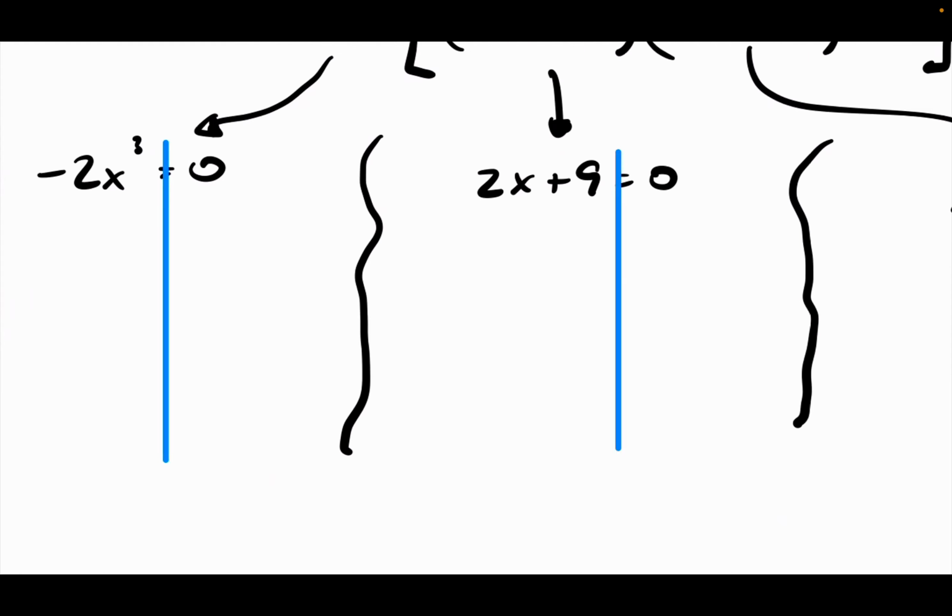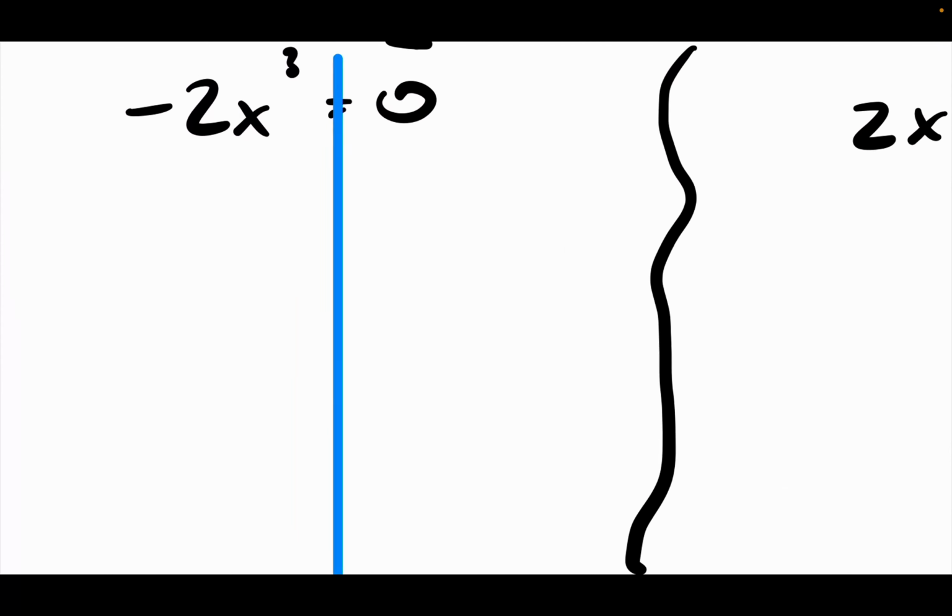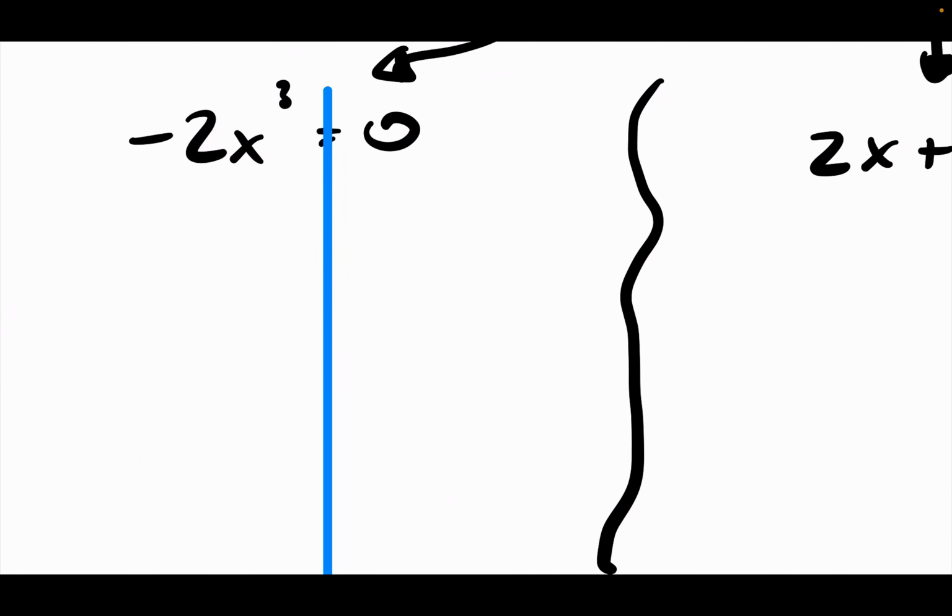All right, so the first guy, it's negative 2 times x, so I'm going to do the opposite. Then third power means times itself 3 times, right? So what number times itself 3 times is going to make 0? 0. So that means I'm going to get 3 zeros. You only got to write it once, but that's our answer 3 times.